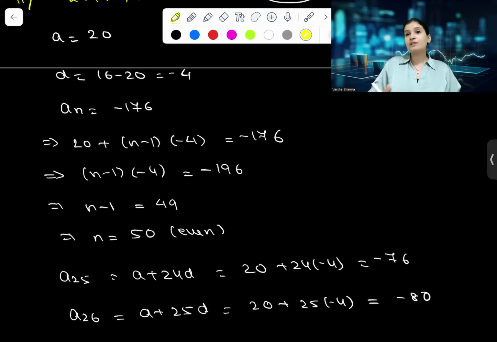Okay. Now we'll move to a higher category. In all of these sums, both A and D were 100% given to us, right? Now we'll move on to questions where one of them will be missing. If one of A and D is missing, we only need one more condition, one variable, one equation. Using that, I can find the missing A or D.